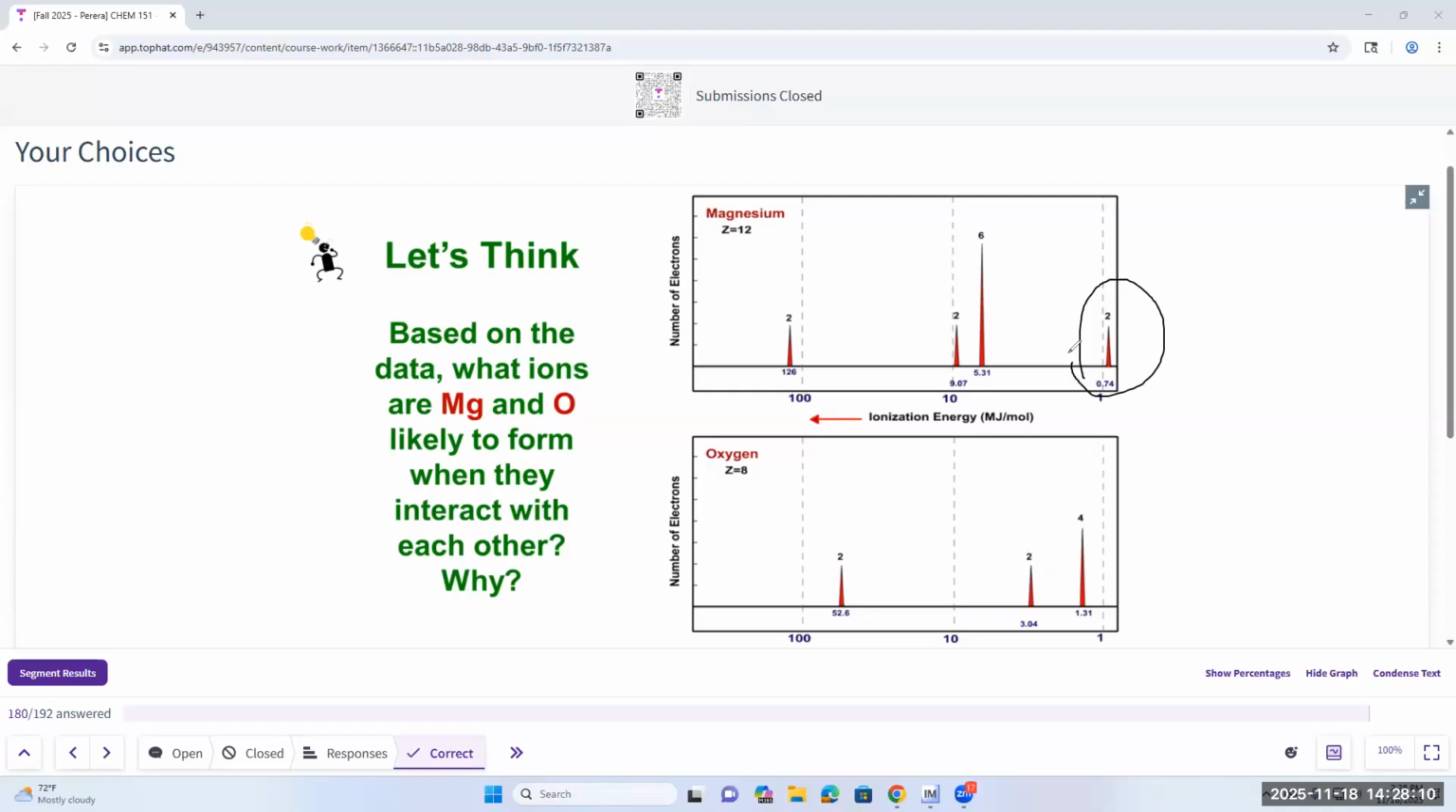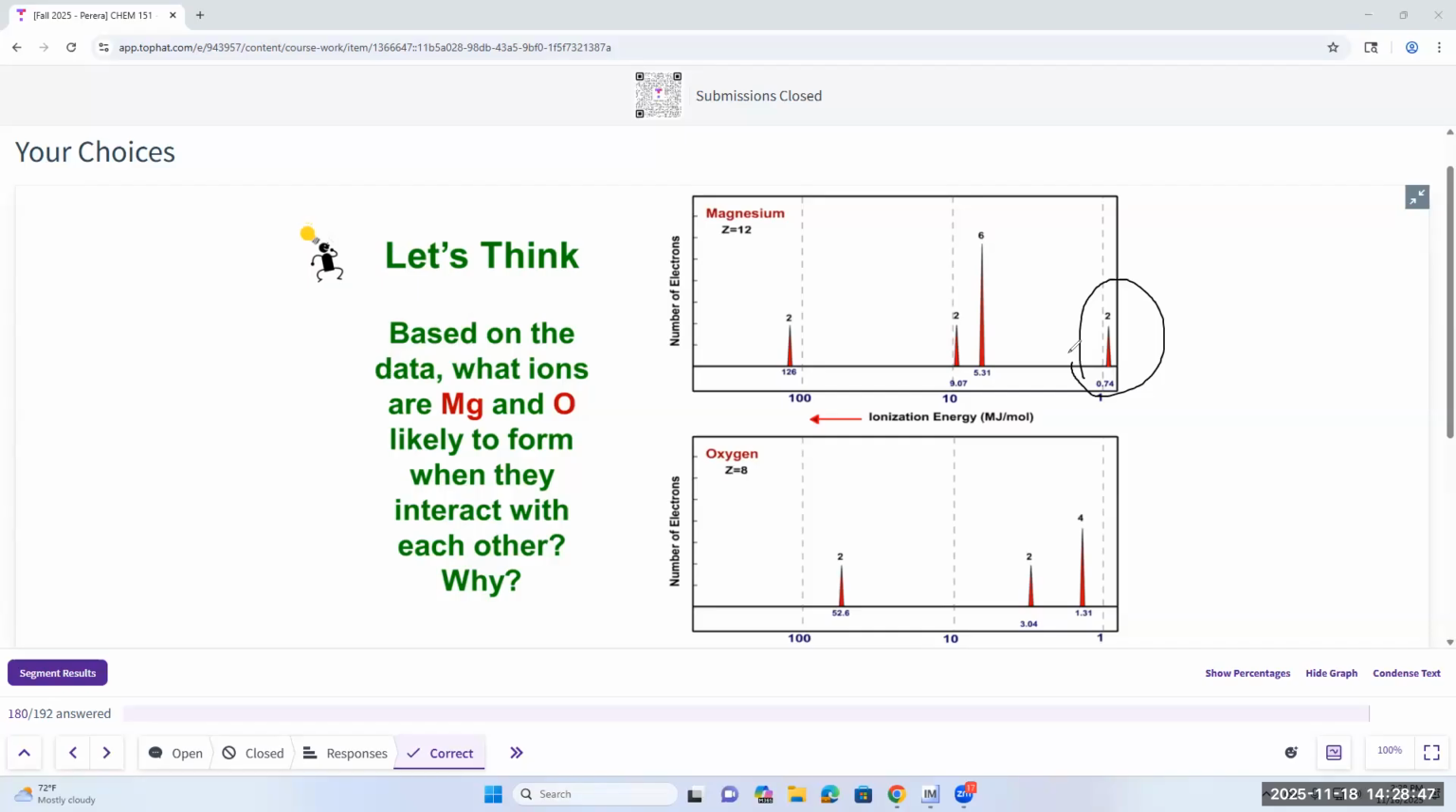So are you telling me that they want to be like noble gases? Yes. It is easier for it to lose 2 to become like neon rather than gaining 6 more to become like argon. That's absolutely correct. That's what we're looking for. They are trying to become like noble gases. For magnesium to become noble, it can either lose 2 or gain 6. What is easier? Losing 2 is easier. That's why magnesium is going to lose 2 electrons and become 2 plus.